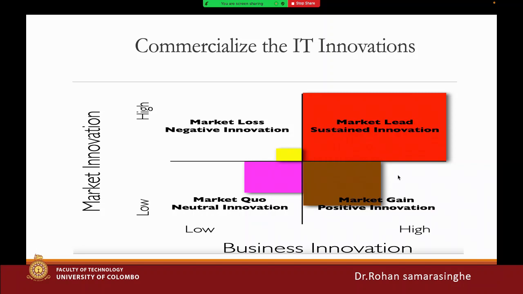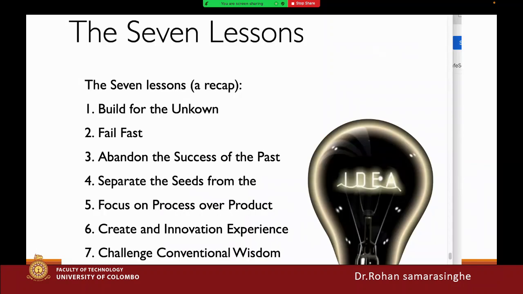Then you can get sustainable innovations and take the market lead. Otherwise, if you use traditional methods and do not change according to the technology, maybe you may have some problems.